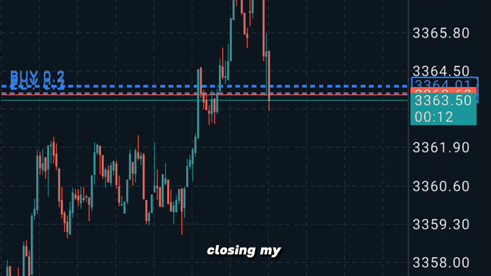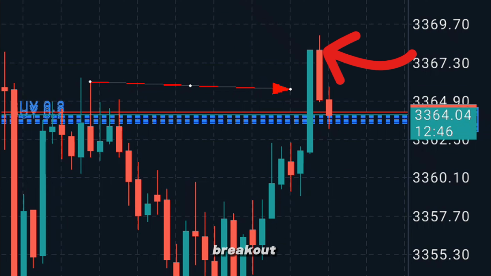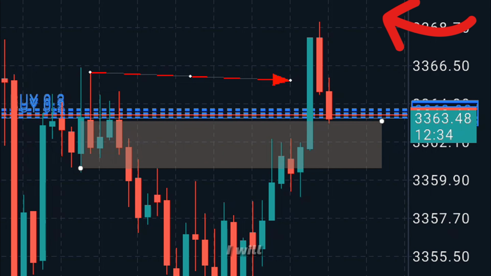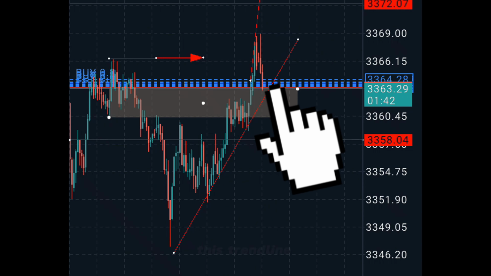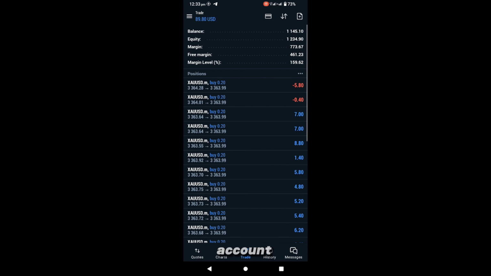Just after closing my buy entries at the supply zone, gold made a massive breakout, and I waited for a retest entry and took buys. I will target the nearest supply. I still expect price to touch this trend line, but it's just 20 pips away, and my account can survive a 40 pips drawdown, so I have no worries for this one.